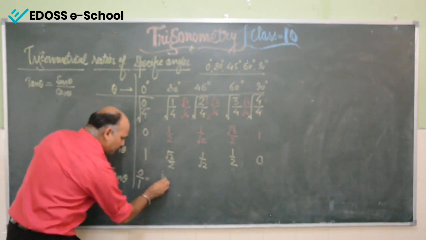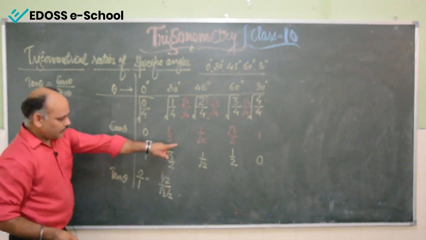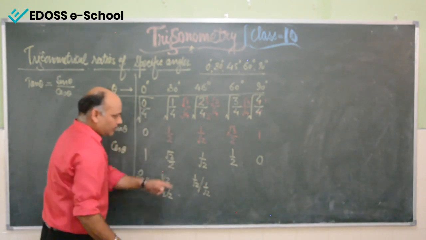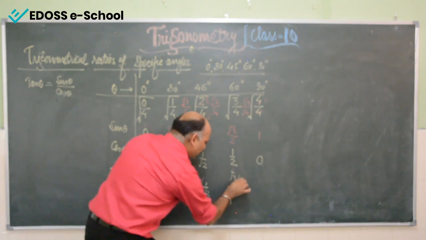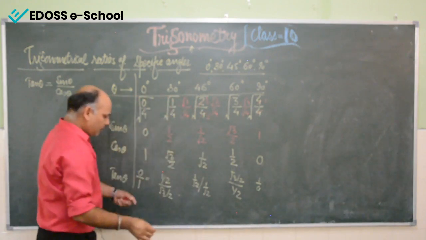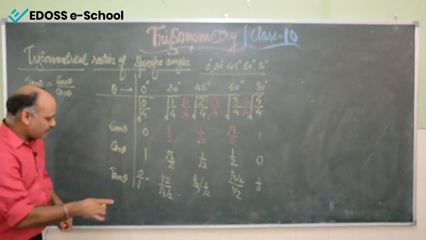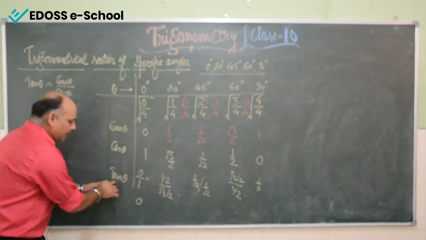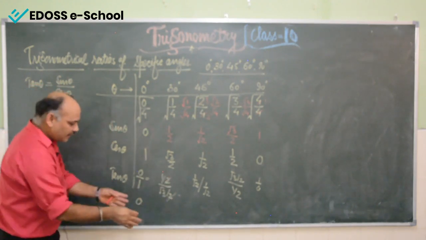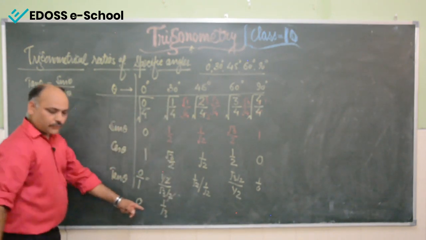Then this will be 1 upon 2 divided by under root 3 upon 2, this upon this. Then 1 by root 2 upon 1 by root 2. Then under root 3 by 2 upon 1 upon 2, and the last will be 1 upon 0. Now we get 0 upon 1, so tan 0 is equal to 0. Here this 2 and this 2 are cancelled out. The answer will be 1 by root 3. That is, tan 30 is equal to 1 by root 3.